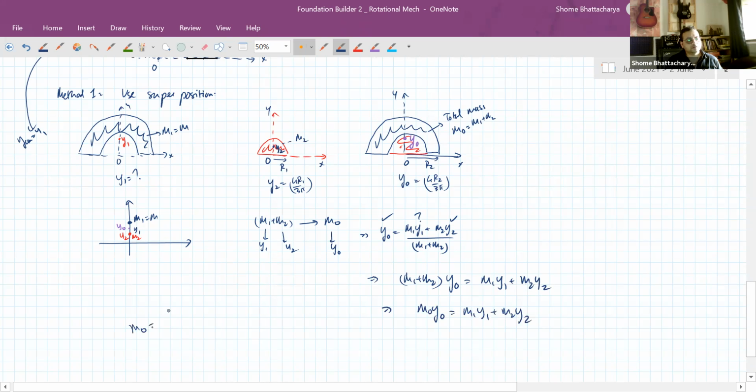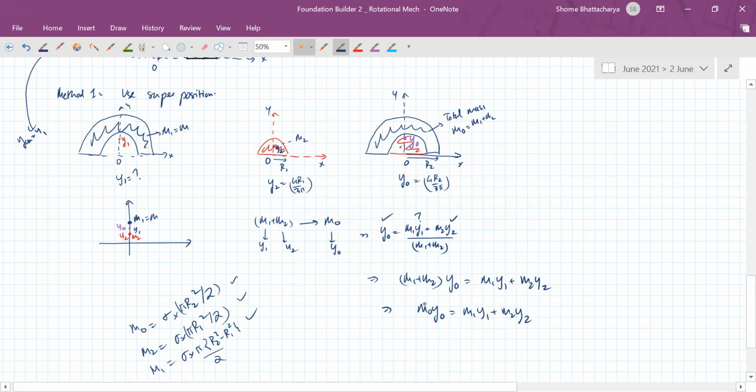Now what should be m0? It's a full semi-disk of radius r2, so it is some surface mass density into pi r2 square. What is m2? It is a semi-disk of radius r1, so it is sigma into pi r1 square. And what is m1? This is the one with the hole, so it is sigma into pi times r2 square minus r1 square. Only thing is these are all divided by 2 because they are semi, so there's a division by 2 everywhere. Are these three clear, Deep? Yes, sir. Okay, now we'll just substitute this.